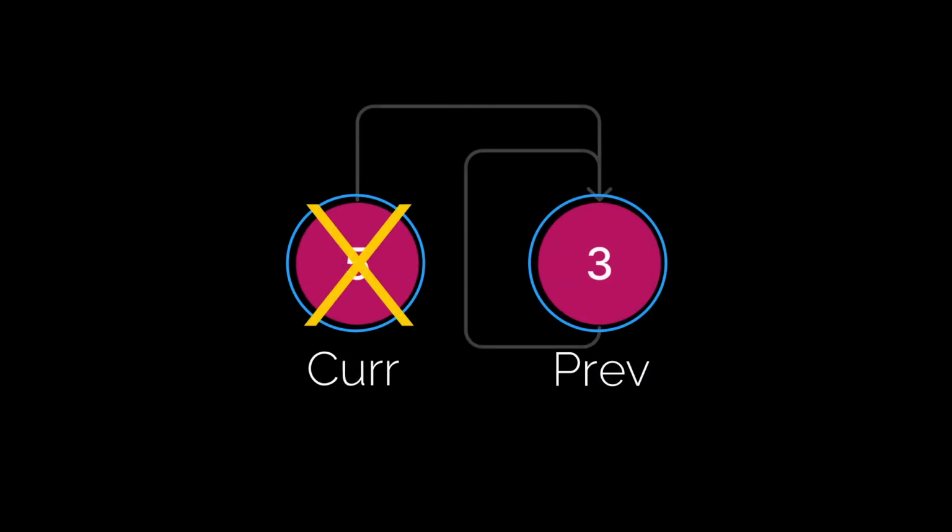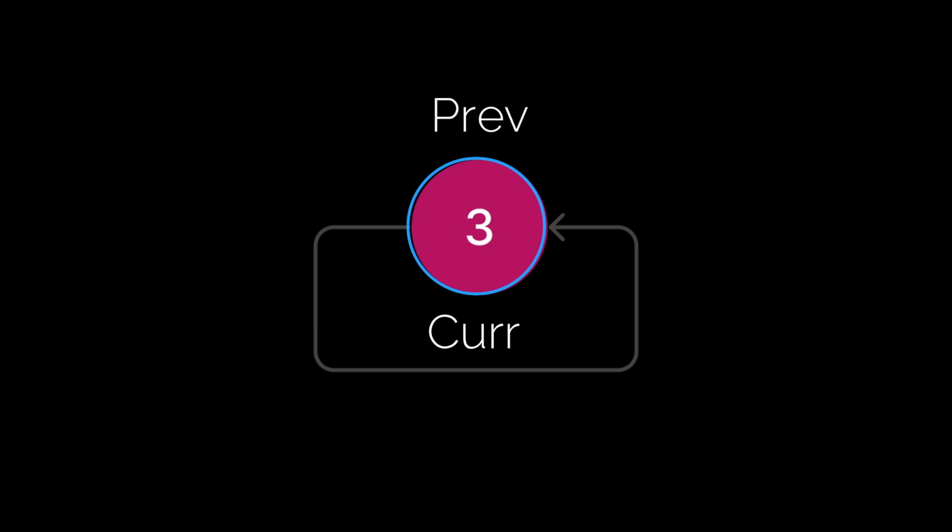Alright, so 5 is removed. The previous will now point to 5's next, which is 3, and the current is also moved to 3. So at the very end of the algorithm, when the previous and the next are exactly the same, that's how we know that we're finished.